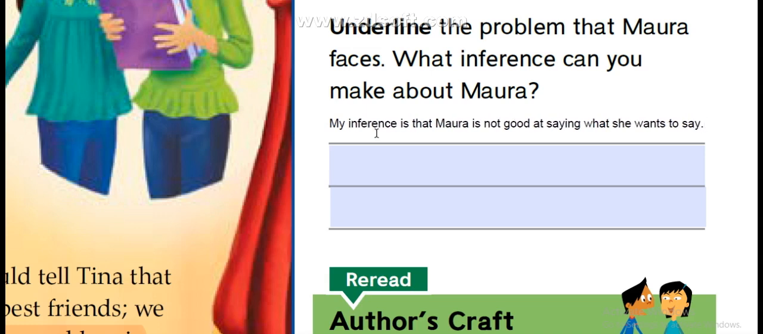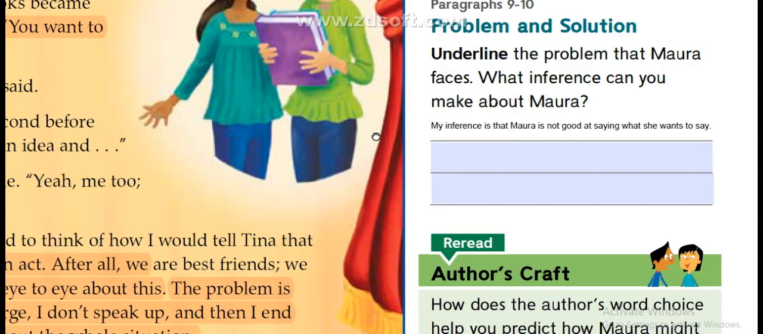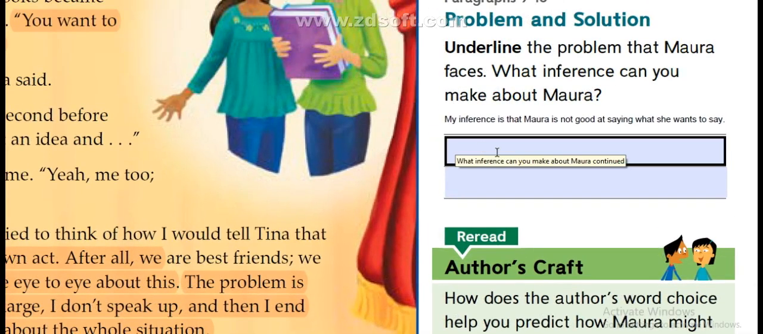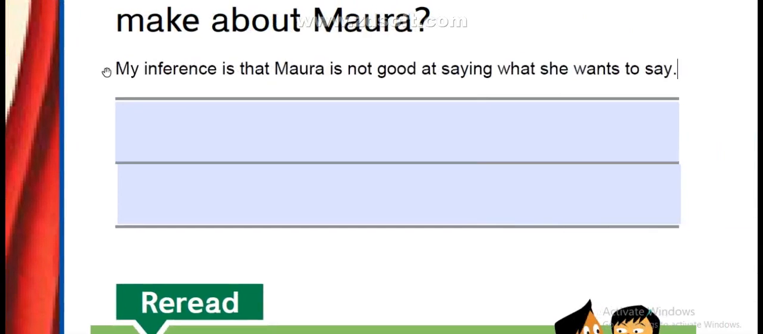So please write this in your book on page 35. Can you write it? Pause the video for 1 minute and write it.